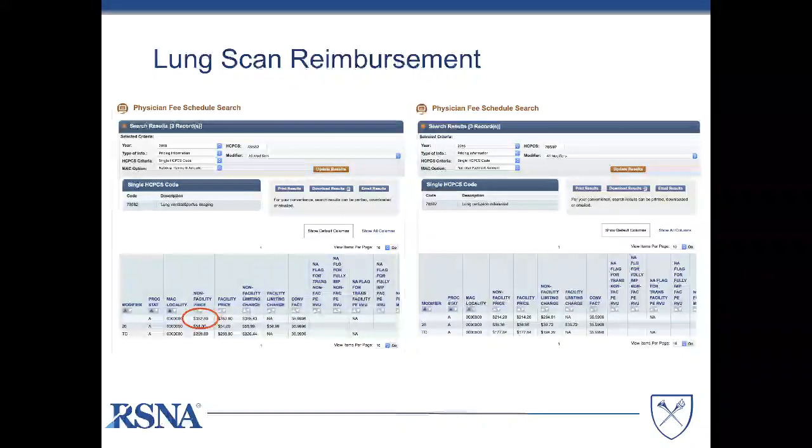And let's compare that to 78597, which is the quantitative perfusion imaging. By contrast, the reimbursement for the quantitative perfusion study without the ventilation component is less, around $215.